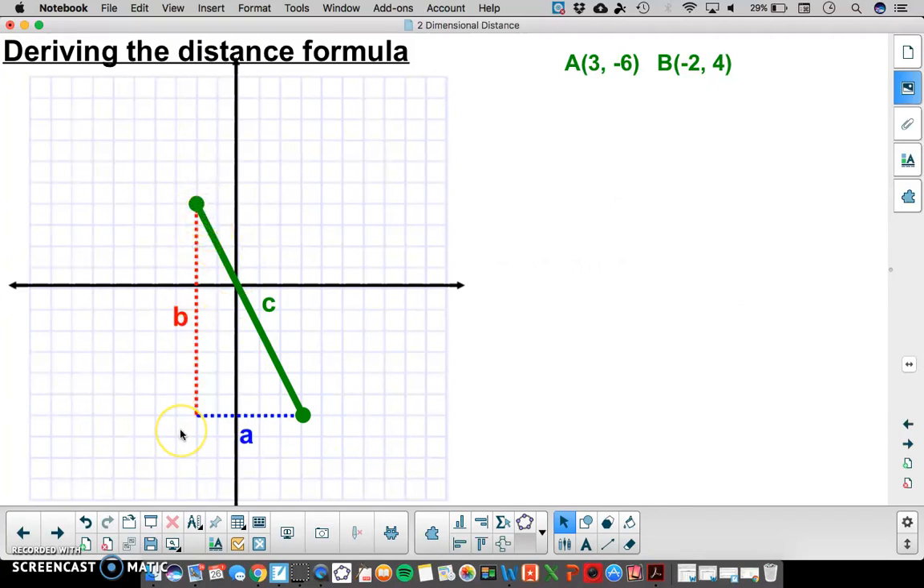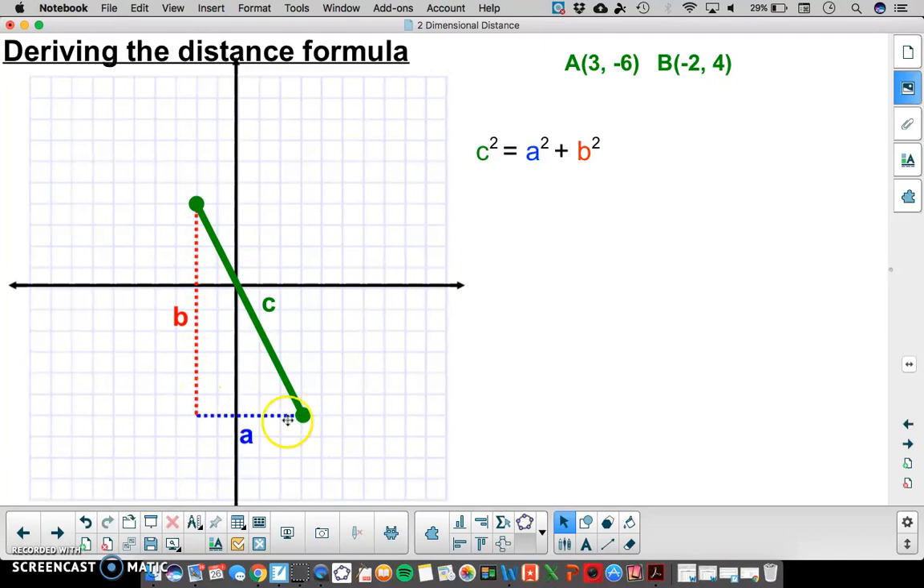Now, what we're going to do first is draw a horizontal and vertical distance and create a right triangle. We know from using Pythagorean theorem that we can solve for the length of c using c squared equals a squared plus b squared. A and b represent the length of the legs of the right triangle. A is that horizontal distance here, b is the vertical distance.